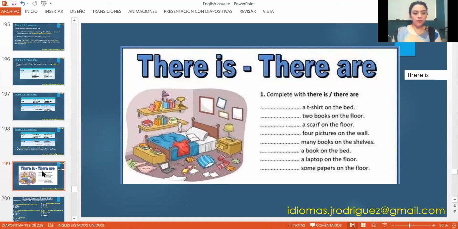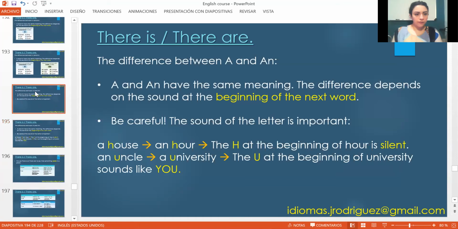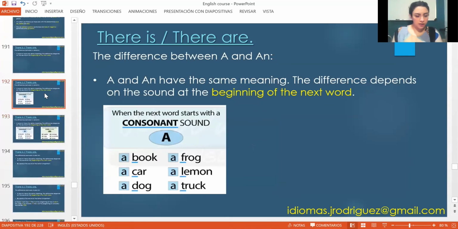Perfect. Now, we had some homework, right? Teníamos esta tarea, do you remember? It was to complete with there is or there are. But first, let's check again very fast what happened yesterday.